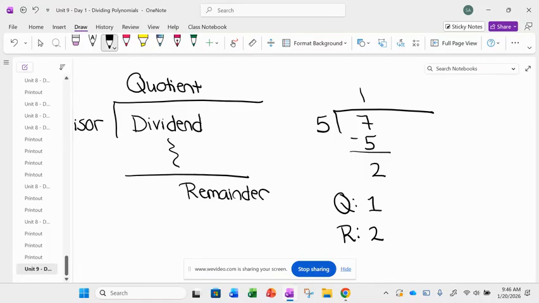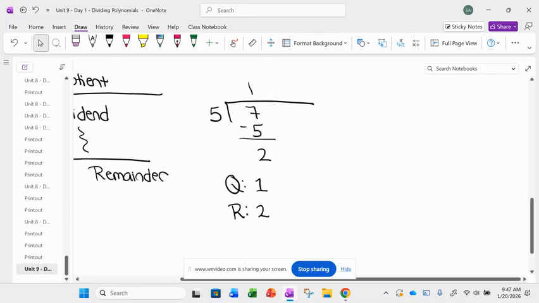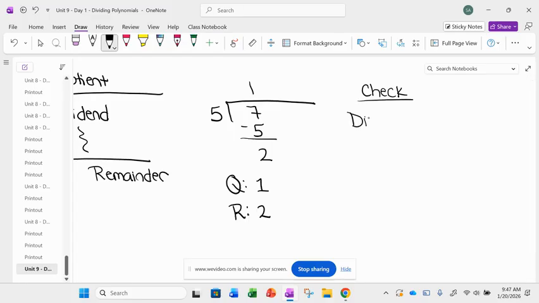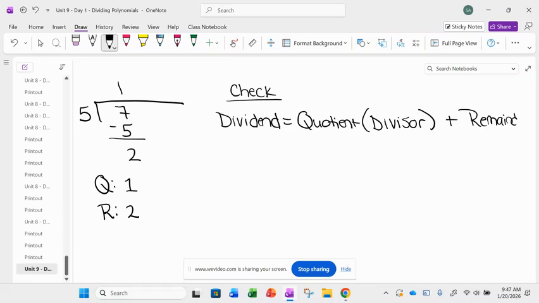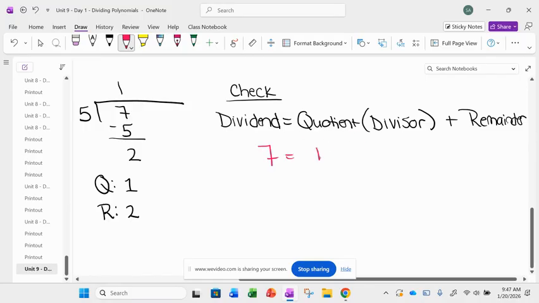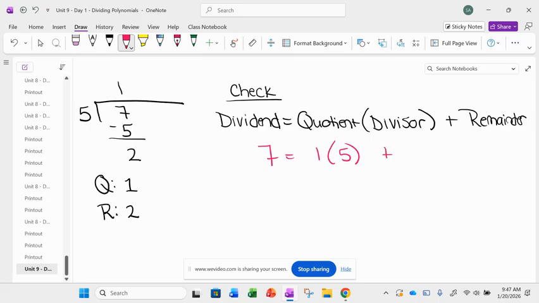Does anybody remember how to check using your quotient and your remainder to make sure you divided correctly? Multiply the quotient by the divisor, and then add the remainder. You got it. So to check, the dividend will always equal the quotient times the divisor plus the remainder. So in this scenario, 7 should equal the quotient, which is 1, times the divisor, which is 5, plus the remainder, which is 2. And does 7 equal 7? It does.